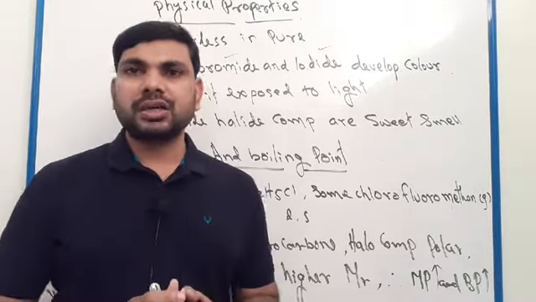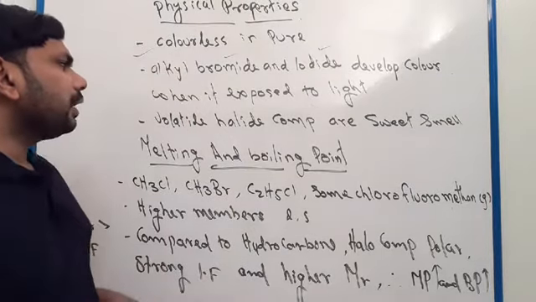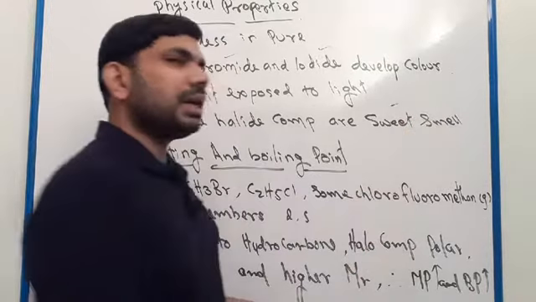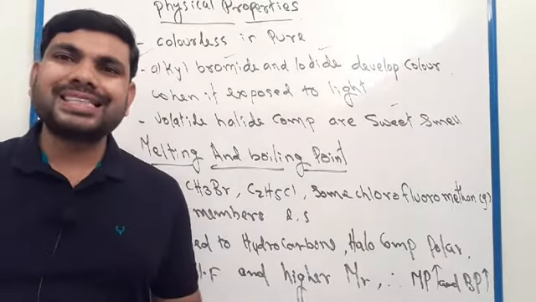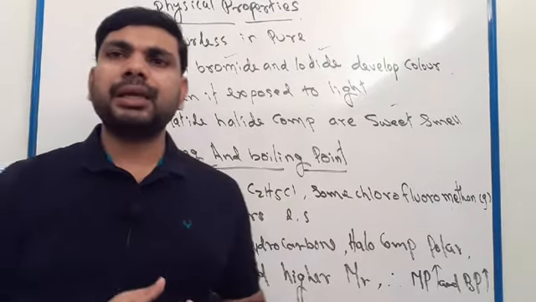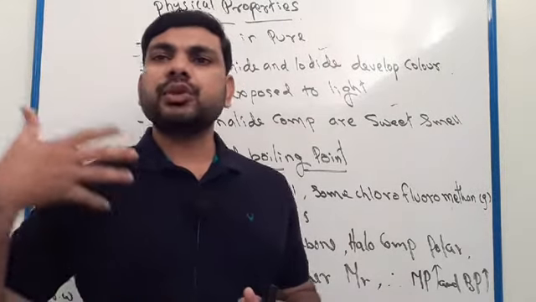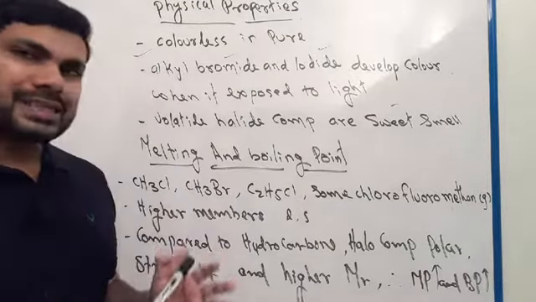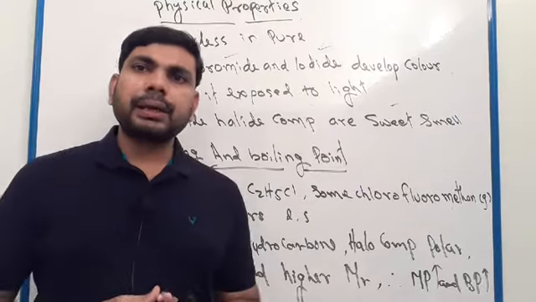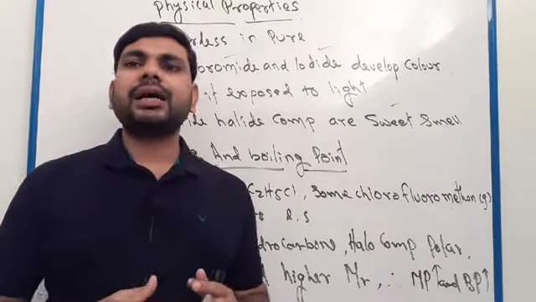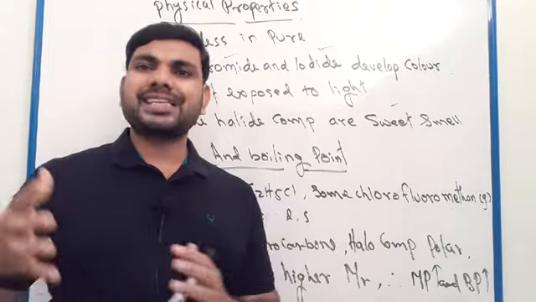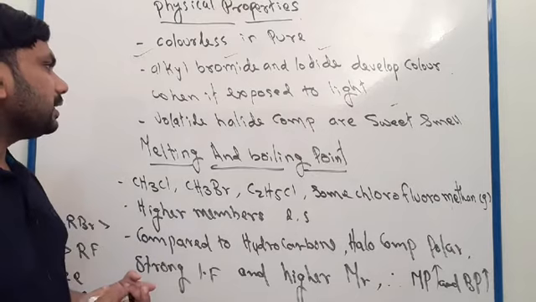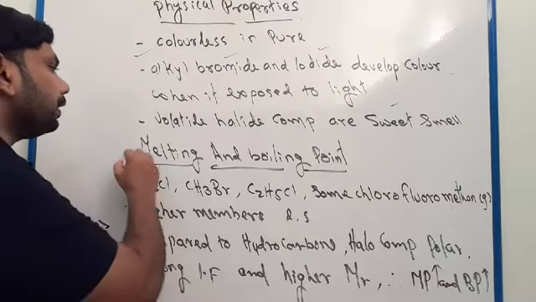are colorless. Similarly, volatile alkyl halides have a sweet smell. Volatile alkyl halide means the alkyl halide can change to gaseous or vapor state easily. So in pure state they are colorless, but alkyl bromide and iodide develop color when we expose them to light. Clear? Next we have to understand melting and boiling point.